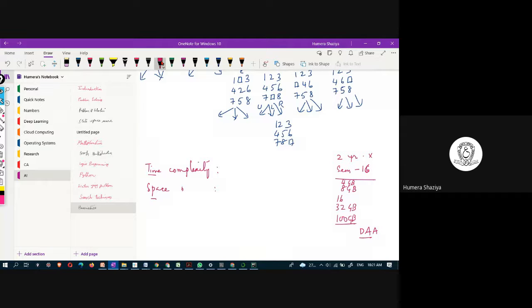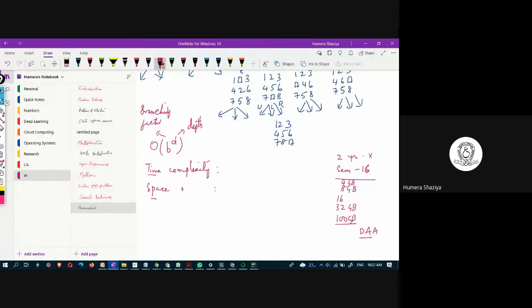What is the time complexity of the 8 puzzle problem when you solve it through breadth first search? It would be big O of b to the power of d, where b is the branching factor and d is the depth. What is this and how to obtain this big O of b to the power of d?